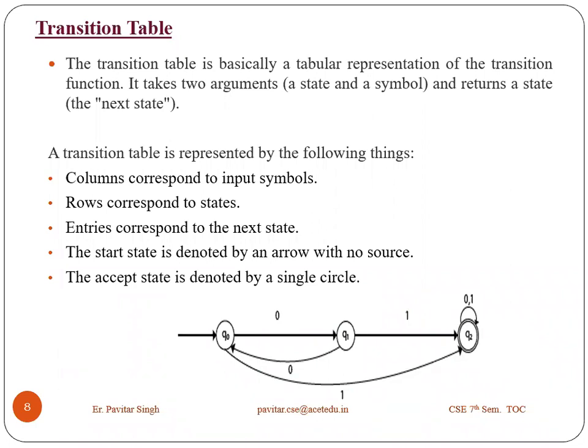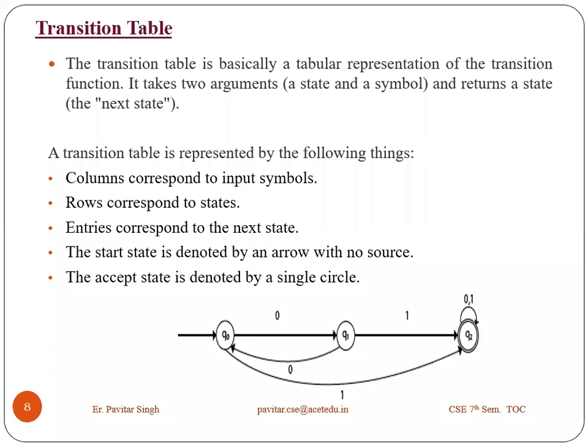Remember students, in a transition table you have to represent the initial state with an arrow only, and you have to represent the final state with a single circle, instead of the double circles used in a transition diagram, right? The second condition says that the rows correspond to states. So here you need to write the state, right? And entries correspond to the next state. So here you will get the next state, right? Let's check in the later section.